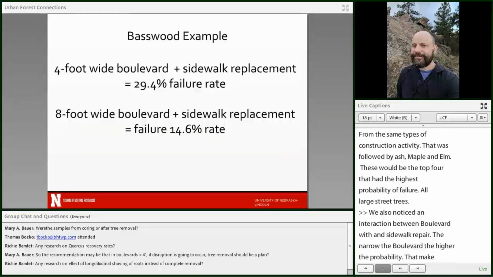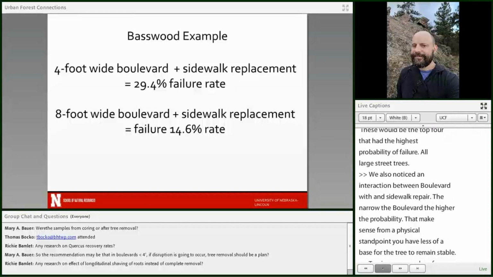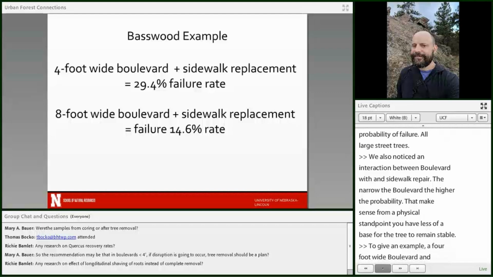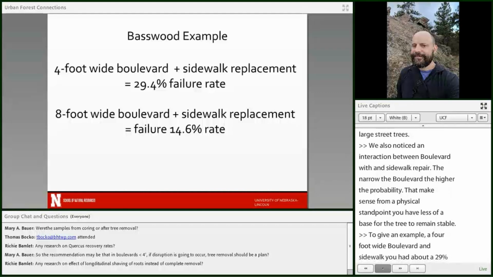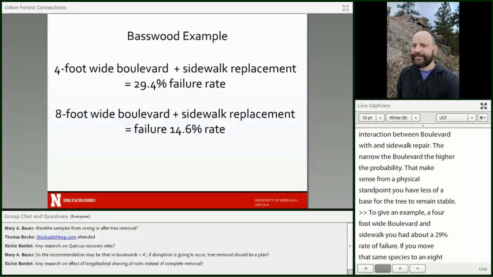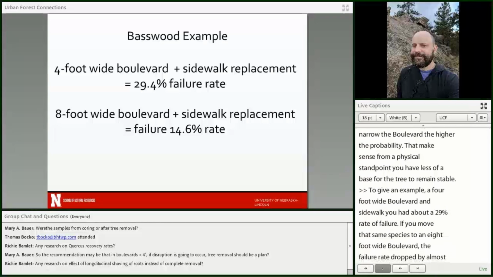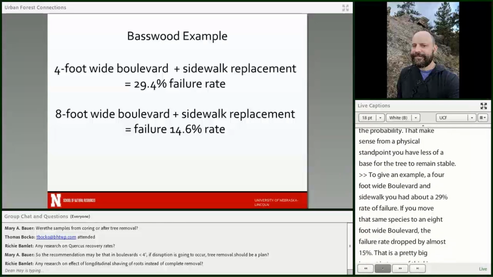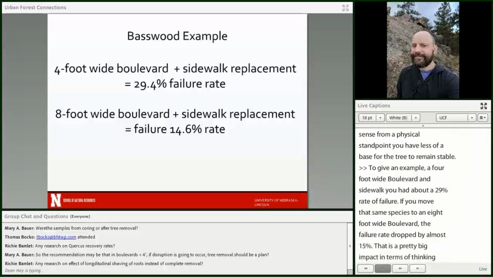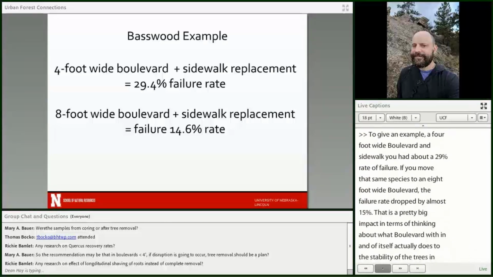To give an example of what this means in terms of the research we conducted, with a 4-foot wide boulevard and sidewalk, you had about a 29% rate of failure. If you move that up, same species, to an 8-foot wide boulevard, the failure rate dropped by almost 15%. That's a pretty big impact in terms of what boulevard width in and of itself does to the stability of those trees, in conjunction with sidewalk construction.